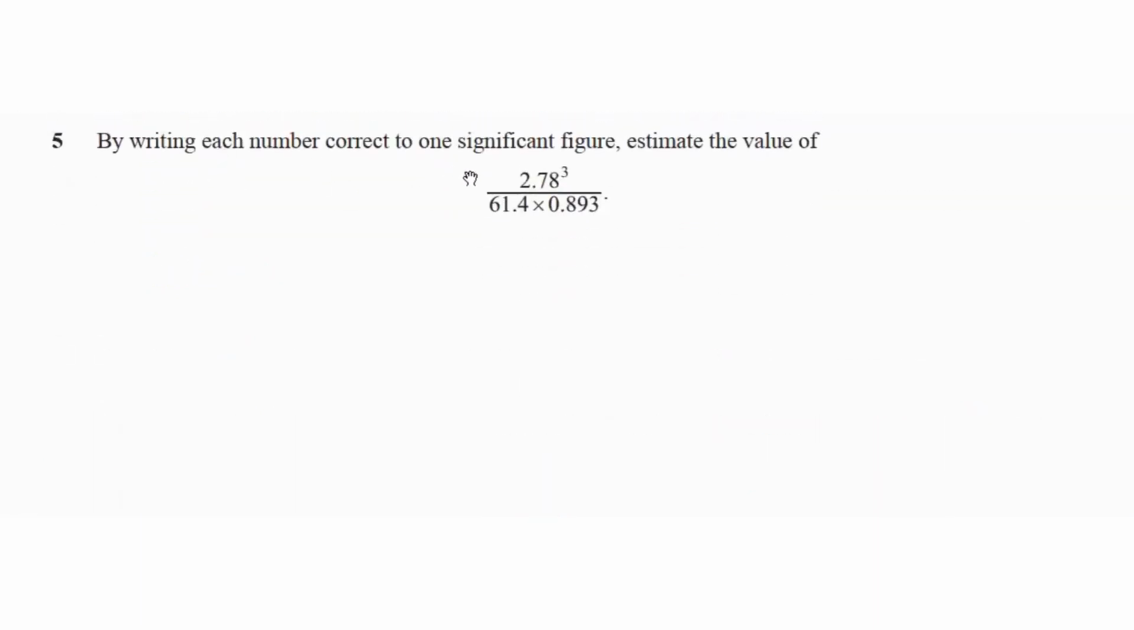By writing each number correct to one significant figure, estimate the value of. So we know that 2.78 cubed would be 3 cubed. 61.4 is going to be 60. And 0.893, that's going to be 0.9. So now if we solve this, 3 cubed is 27 over 60 times 9 over 10.